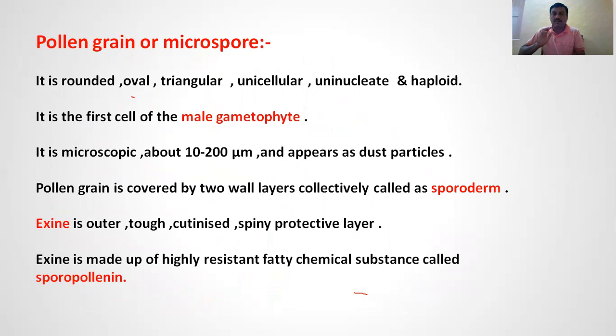The pollen grain is covered by 2 layers called the sporoderm. The sporoderm is divided into 2 layers, the outer exine and the inner intine. Inside the intine, cytoplasm is present, and in the cytoplasm the nucleus is present. It is uninucleated. This is the development of the microspore or pollen grain. Okay, now this video stops here, and the next video will study the development of the male gametophyte.